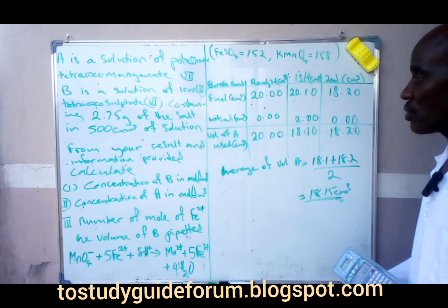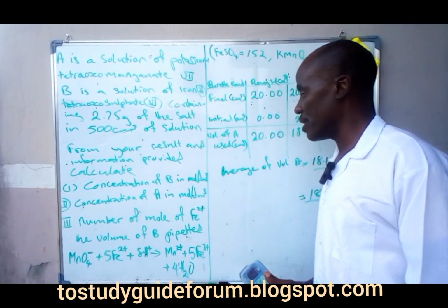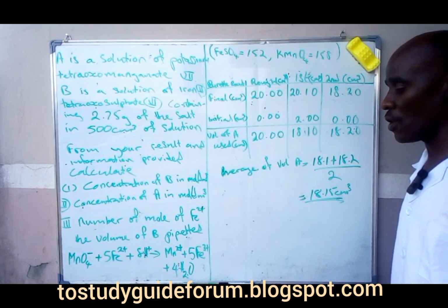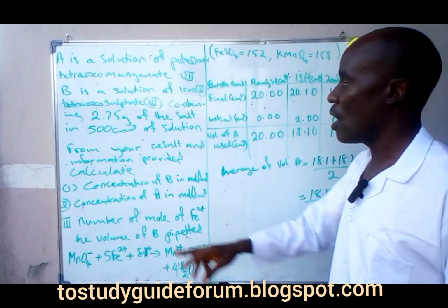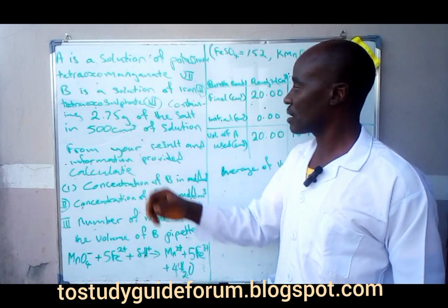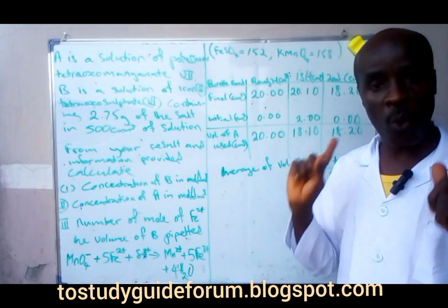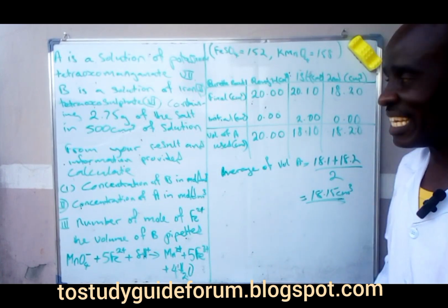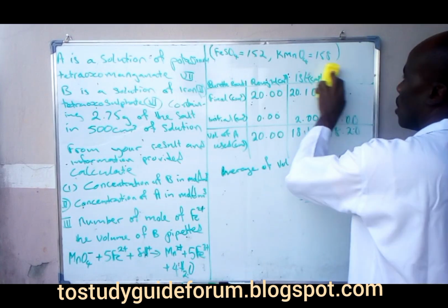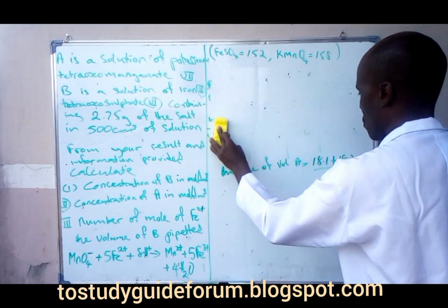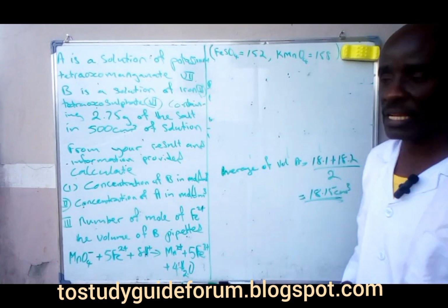Now the next thing they ask us to do is to find the concentration of B in mole per dm cube. If you look at this, we have this in 500 cm cube, and we have the mass of the salt contained in 500 cm cube. Rather, what we normally work with is 1000 cm cube or 1 dm cube. So the next thing we're going to do is find the mass that is contained in 1000 cm cube.